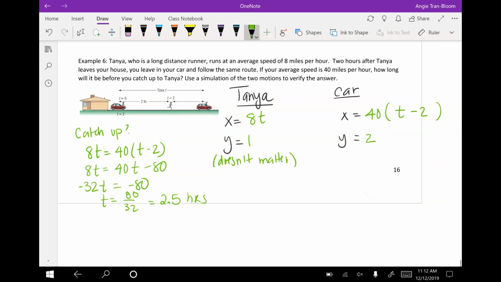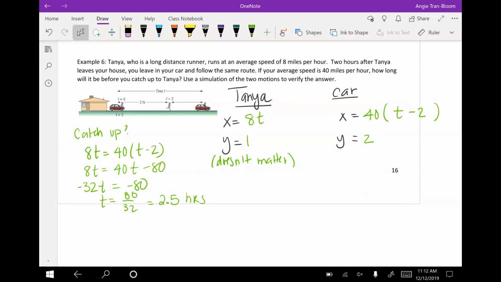T represents what? The time when Tanya started. The question really says, how long will it be before you catch up? Well, how long? 30 minutes. 30 minutes is right. So make sure you write it correctly. Okay. You will catch Tanya in 30 minutes. Tanya, not Tonya, in 30 minutes. Or half an hour.